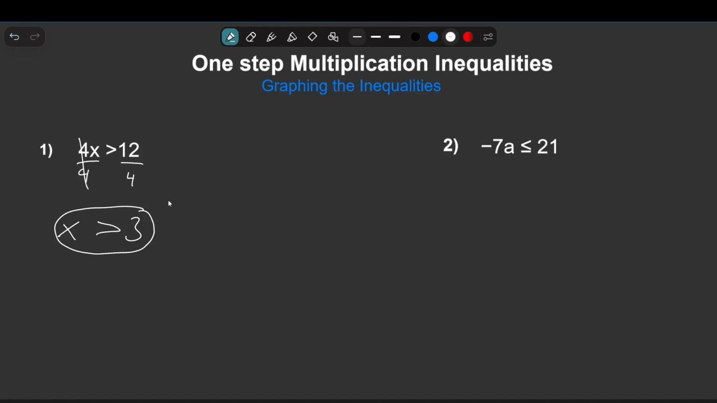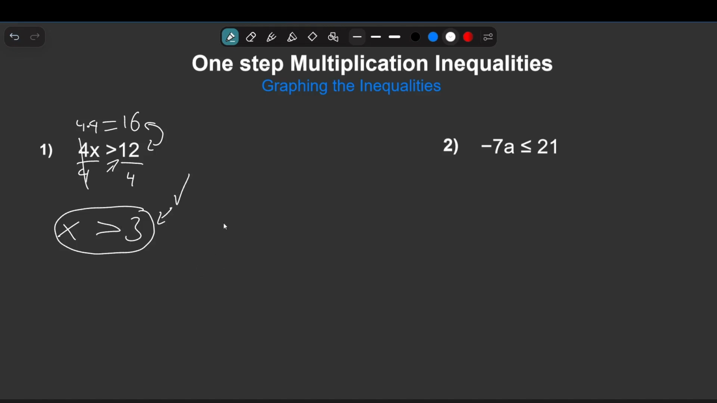Now, of course, we can check this by plugging in a number greater than 3 into our variable. So we're going to use 4. We're going to do 4 times 4 equals 16. Now to see if we got the correct answer, we go back to the inequality. We need to get an answer above 12, as you can see here. Well, 16 is above 12, so this means that our answer of x is greater than 3 is correct.